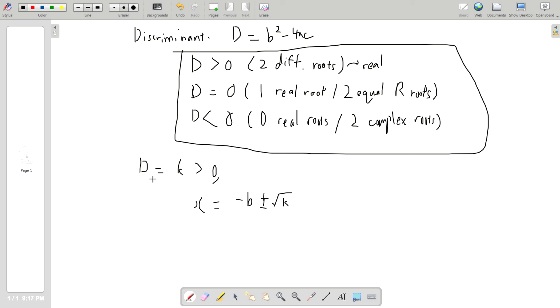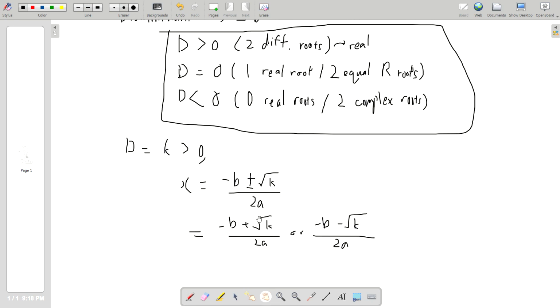Because we know that this term under the square root is k now, which is greater than 0, and this is over 2a. This gives us two possible roots, negative b plus square root k over 2a, or negative b minus square root k over 2a. That's why it gives us two distinct or different real roots, because this is not 0. Hence, we can get a plus a certain number or minus a certain number. Hence, we will have two different roots. These are called conjugate roots, right? Because the minus equivalent of a plus term, like this, is called the conjugate term, right?